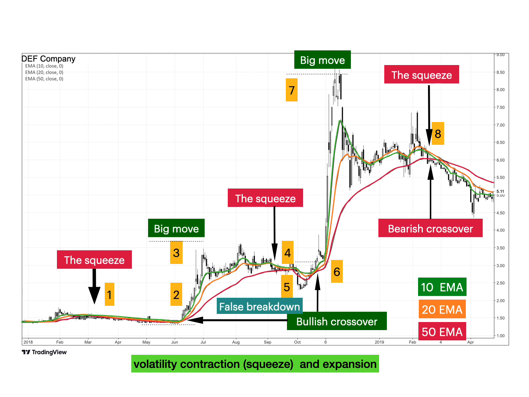In this figure, the 10, 20, and 50 EMA lines were used. We used these moving average lines because this is a momentum trade. The moving averages of DEF company had been squeezed together for 20 months, starting from the second half of 2016 to the first half of 2018, as shown in point 1.